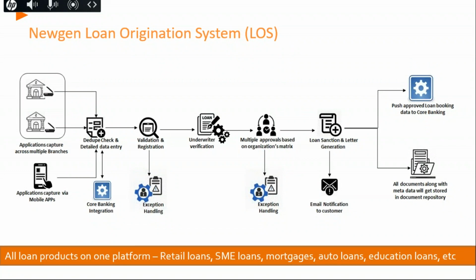Say, for example, in loan products, using the same platform, you can automate retail loans, SME loans, mortgage, auto, education, any products. Most of our users are automating more than 20-30 products on the same platform.